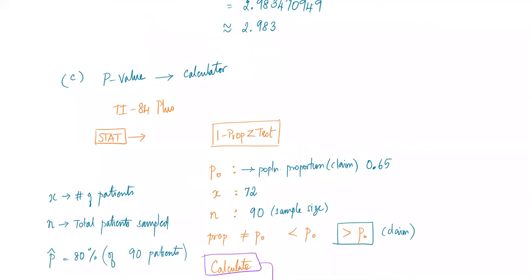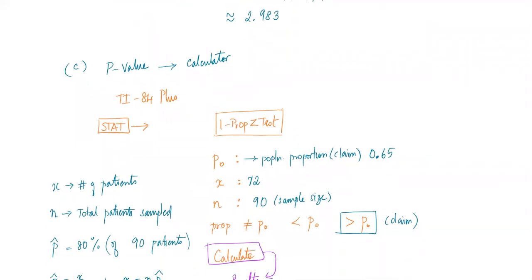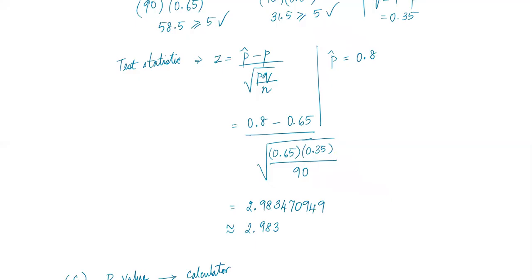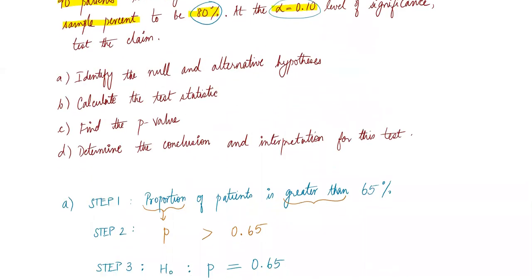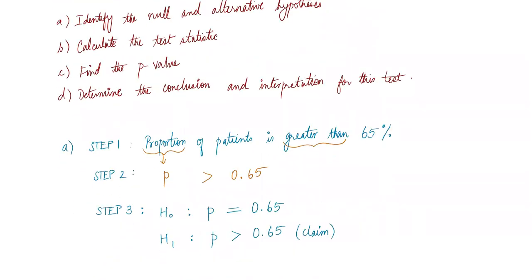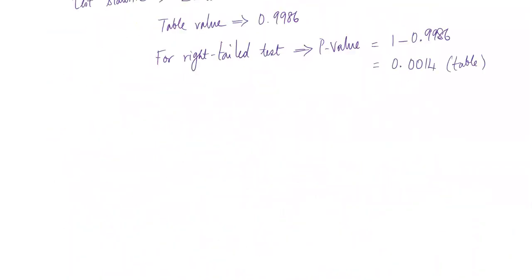There is another way to calculate this, which is the critical value region, and we're just going to focus on the p-value here. Then the last one, part D, says determine the conclusion and interpretation for this test. So to D.